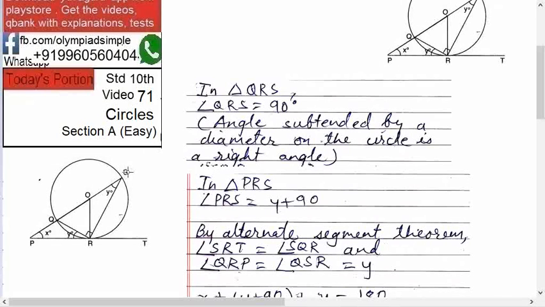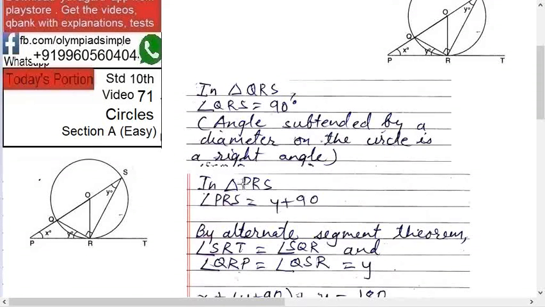See here, QS is a diameter. Angle subtended by a diameter on a circle is always a right angle. So this is the angle subtended. Subtended means what? The endpoints are the same as the endpoints of the diameter, and the third point is somewhere on the circle. Always, that is important. It should be on the circle. So it's always a right angle, right?